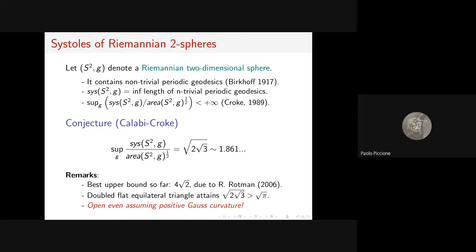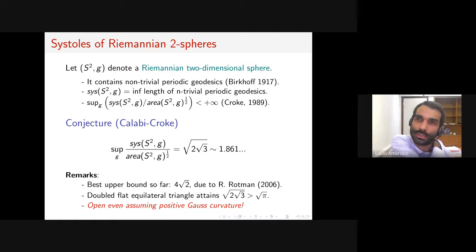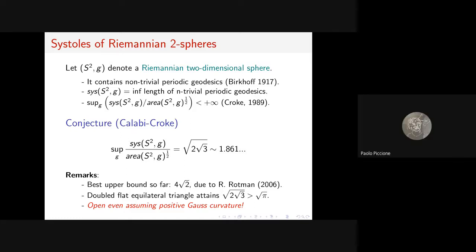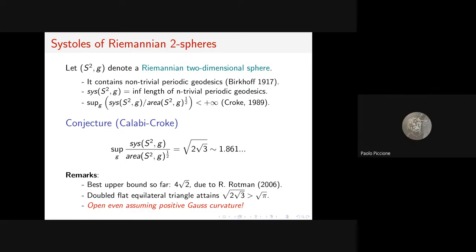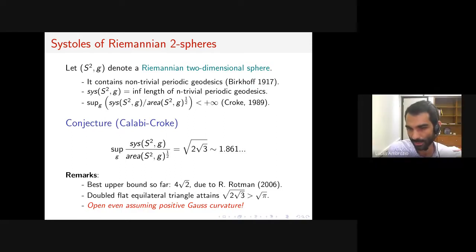Yeah, I'm sure if you do the computation, you get a smaller number. I see. But so the conjecture, the double flat triangle is the best one. This is the strong version of the conjecture. Okay, sorry. I mean, the conjecture was only about the supremum, but sure. They observed that this shape seems to be the maximizer, but I don't think they claim that it's the unique maximizing shape.